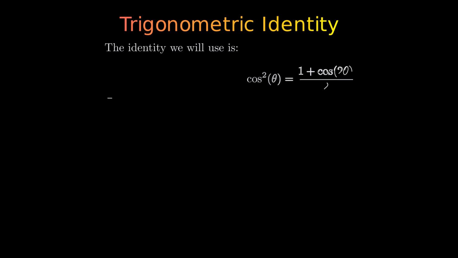The identity we will use is cos² theta equals (1 + cos 2 theta)/2. This allows us to simplify our integral.